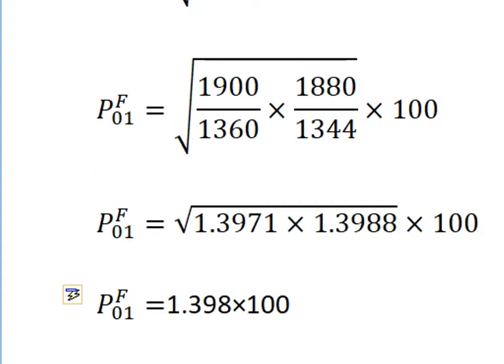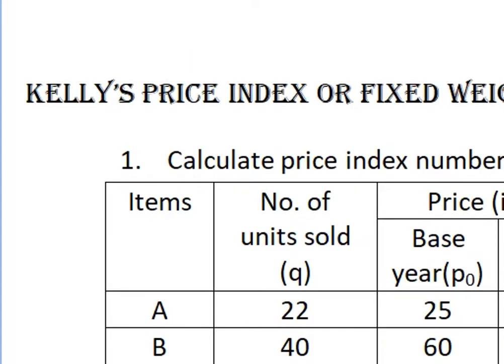Now how to comment? There is an increase by 39.8% in the price in current year as compared to that of the base year. Okay, I hope you are clear about the calculation of Fisher's index. Now we shall solve problems on Cayley's price index or fixed weight index.